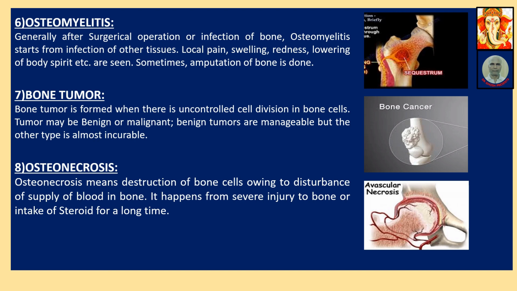In the second picture, one bone cancer has been demonstrated. Number 8, osteonecrosis. Osteonecrosis means destruction of bone cells owing to disturbance of blood supply to the bone. You may want to know that bone also needs blood. Without blood, no cell in the body can thrive. So bone cells also need blood. If this blood supply is stopped, then necrosis of that particular bone will occur. Necrosis means simply destruction of the cells. It happens from severe injury to bone or intake of steroids for a long time.